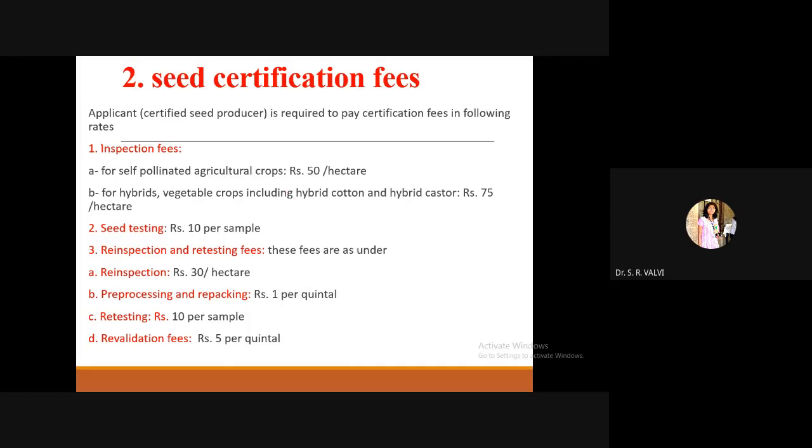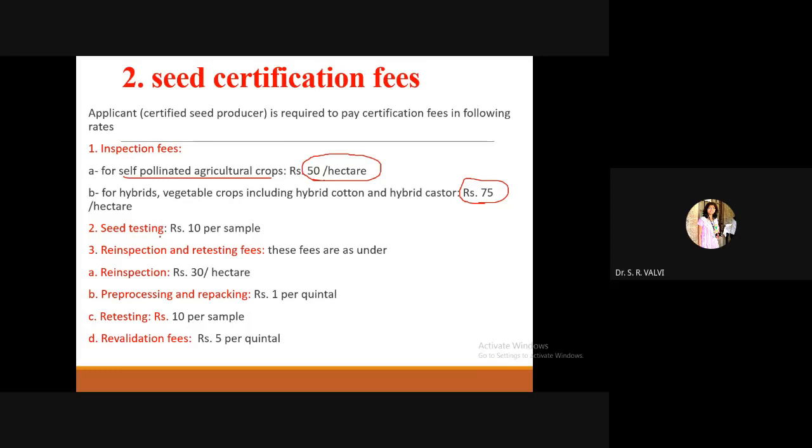So first, inspection fees. Inspection fees are divided for two different kinds of crops. First is self-pollinated agricultural crops; here it is only rupees 50 per hectare. For hybrid and vegetable crops, including cotton and castor, only rupees 75 per hectare. See, a very small amount of fees for inspection.